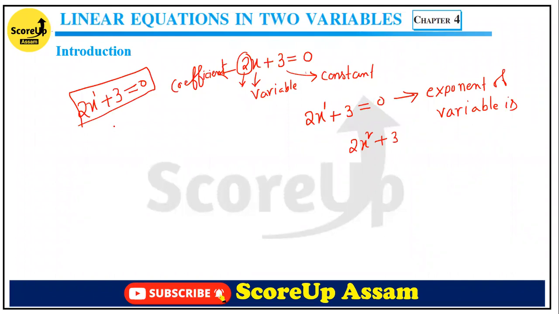Is it clear to you now? If the exponent or power is more than 1, can we call it a linear equation? No. Suppose this is the equation, plus 3. So this is not a linear equation. This is a quadratic equation, because the exponent is more than 1. And this is a linear equation with one variable.